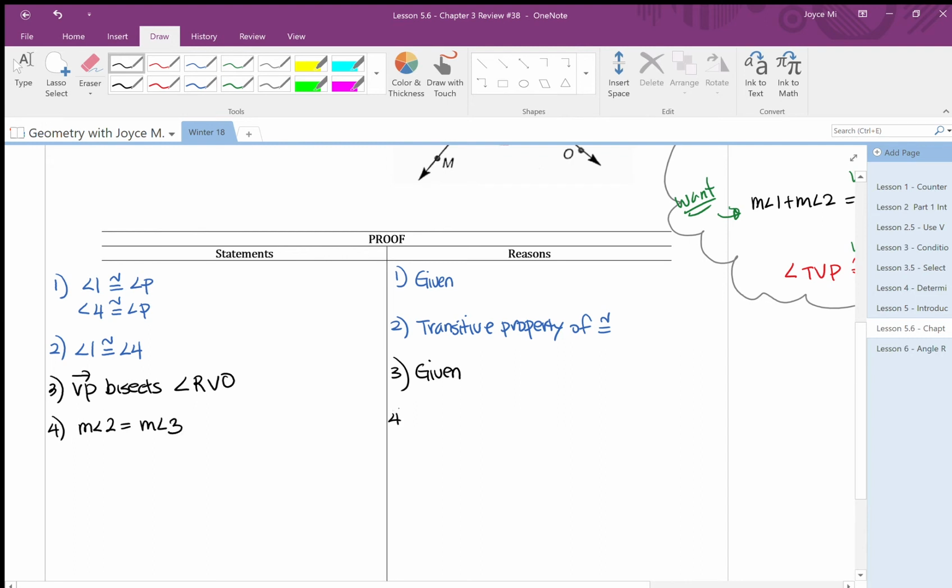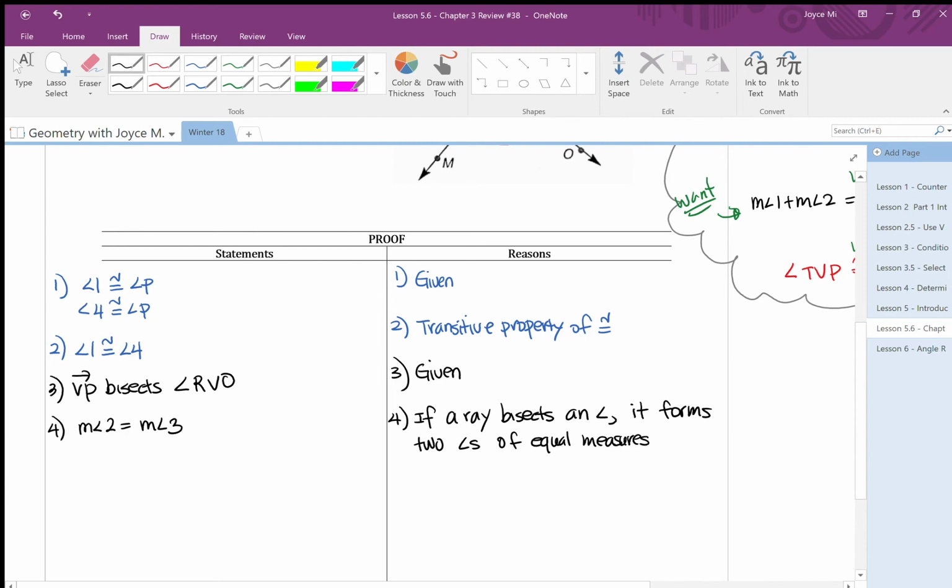Okay, number 4, because it's a bisector, I say if a ray bisects an angle, then it forms 2 angles with equal measures. In this case it is a segment, right, that bisects an angle. It forms 2 angles of equal measure. Okay, so that is my step 4 here.